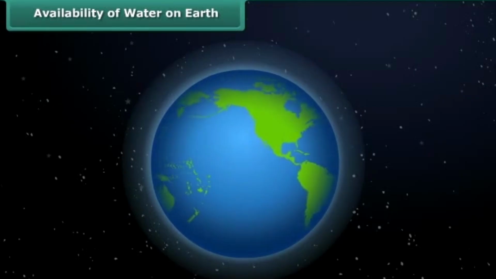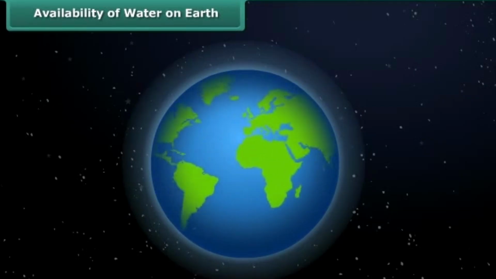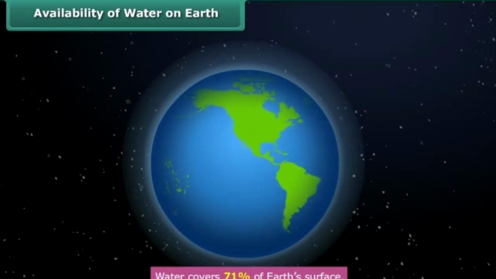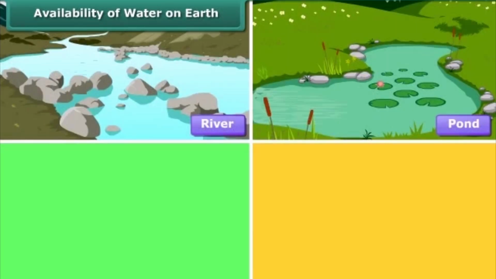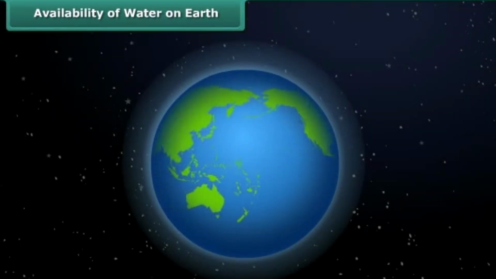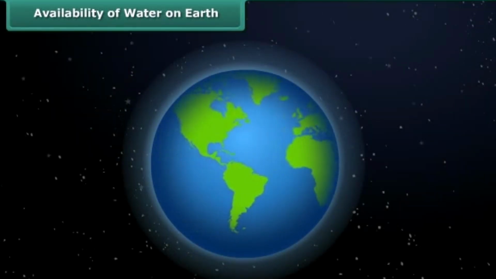Earth is called the blue planet. Can you guess the reason? Yes. Water covers 71% of Earth's surface in the form of rivers, ponds, oceans, and streams, thus making it appear blue in color when seen from space.